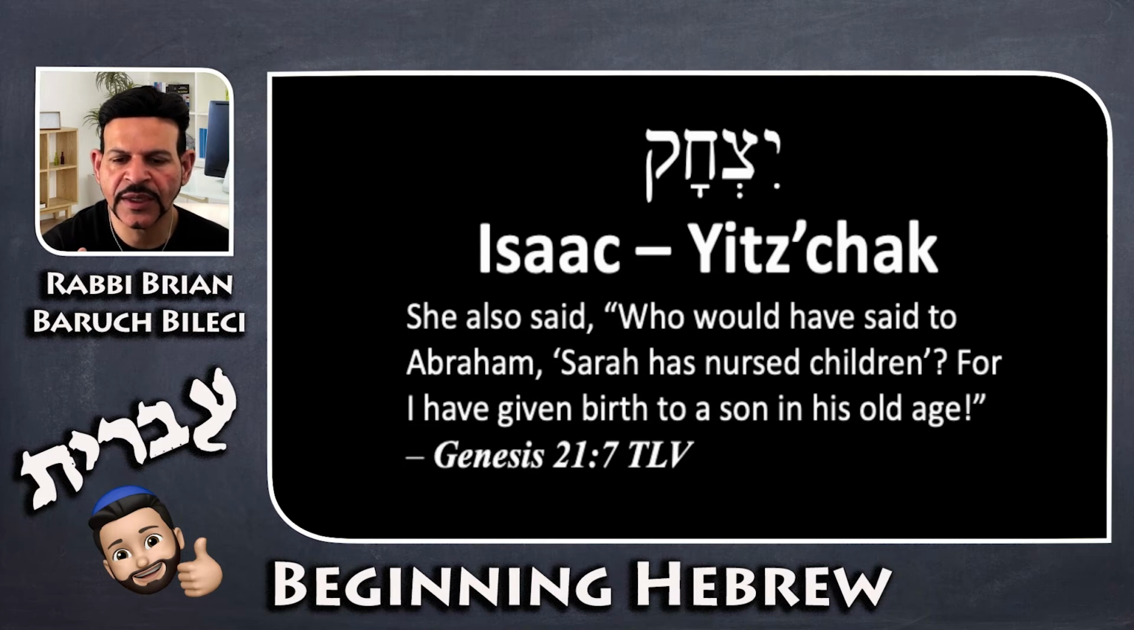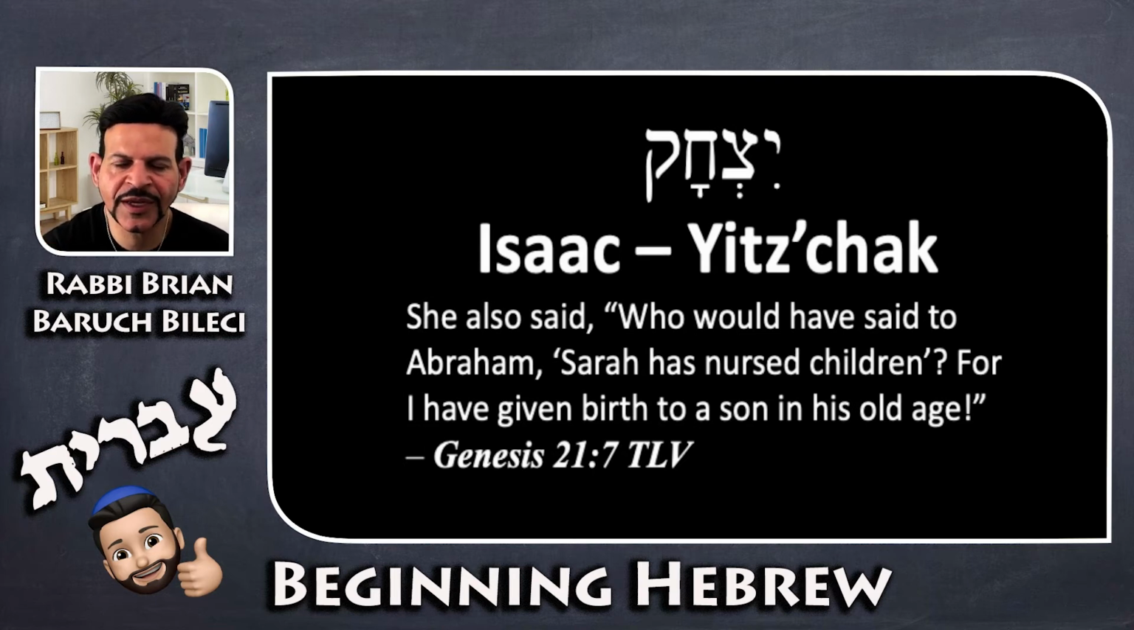So that's a Shava Nach. Yitz. And then Chak. We have the Chet, kamatz underneath it, T-looking symbol. And then we have the letter Kuf. So Yitzhak. Now, what does Yitzhak mean?